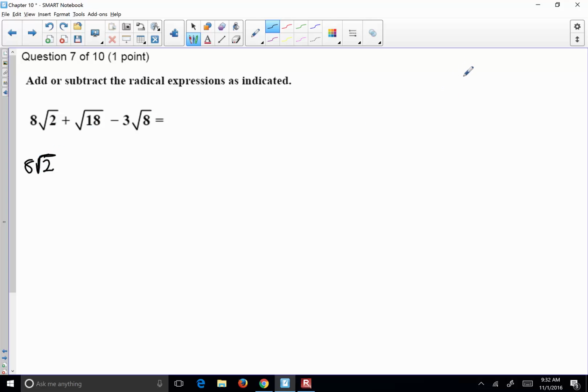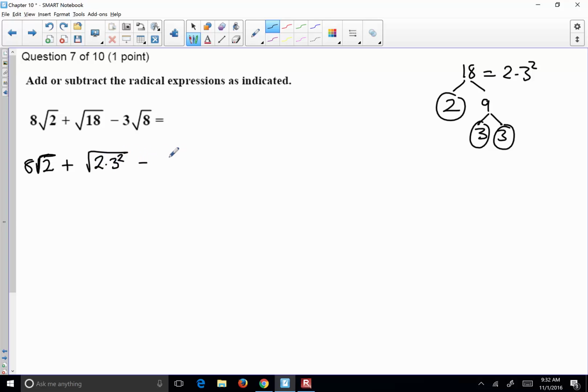How about 18? It's 2 times 9, and 9 is 3 times 3, it's 3 squared. Right? Okay. Can you break 8? Which is 2 times 4, and then 2 cubed.